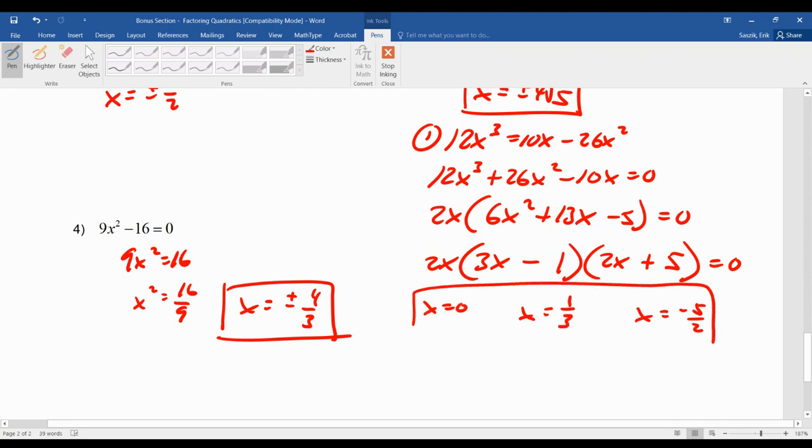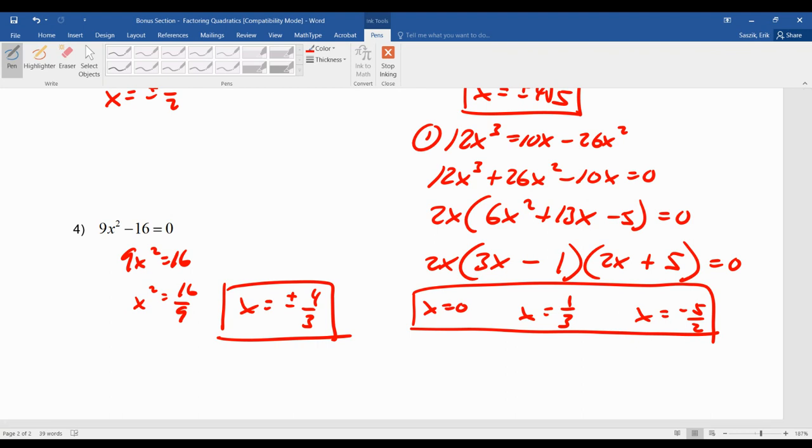Now, you only get that 0 answer if you have an x in the front. If it's just a constant in the front, like the number 2 or 10 or whatever, there is no additional answer. It's only when you have an x in the front.